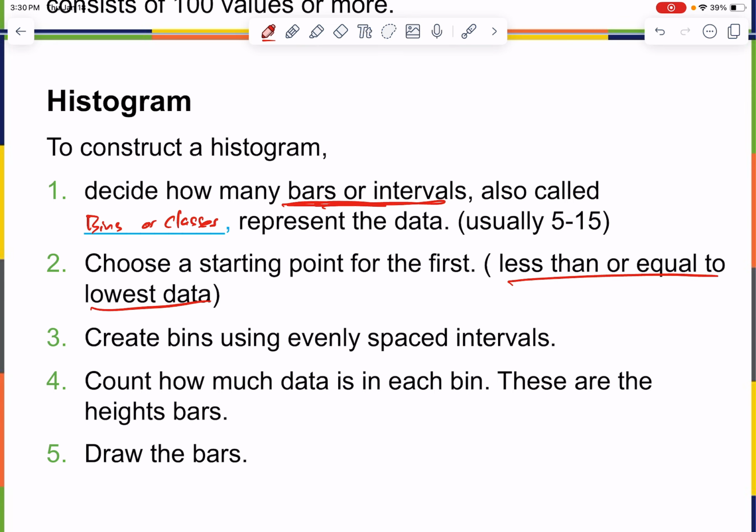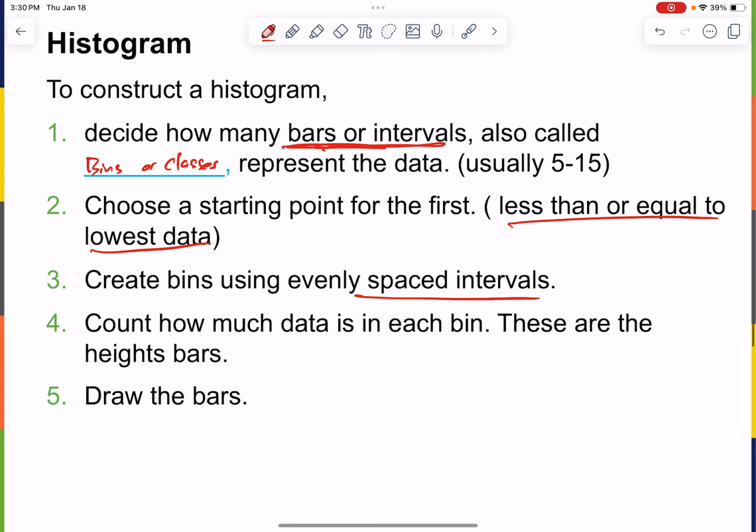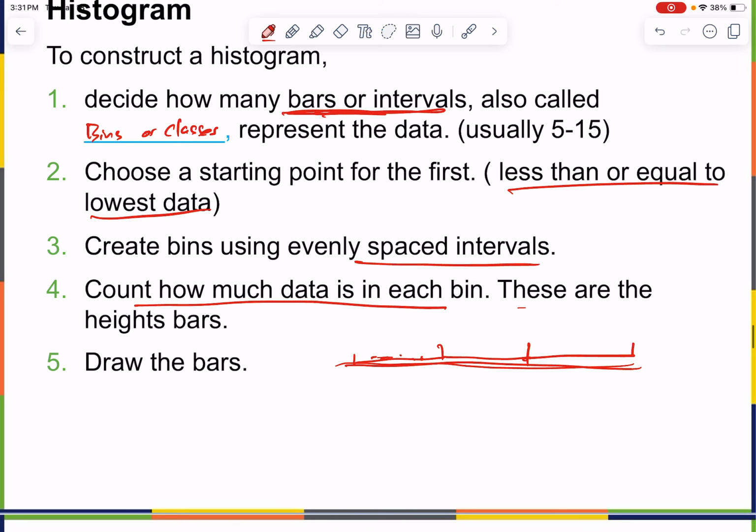This will become clear later on. Then what you do is you create bins using evenly spaced intervals, and you count how many data are in each one of those intervals. We split up the space where the data lies, that number line, and we see where the data falls, and we count how many fall within that interval. These are the heights of the bars. Then, next, draw the bars.